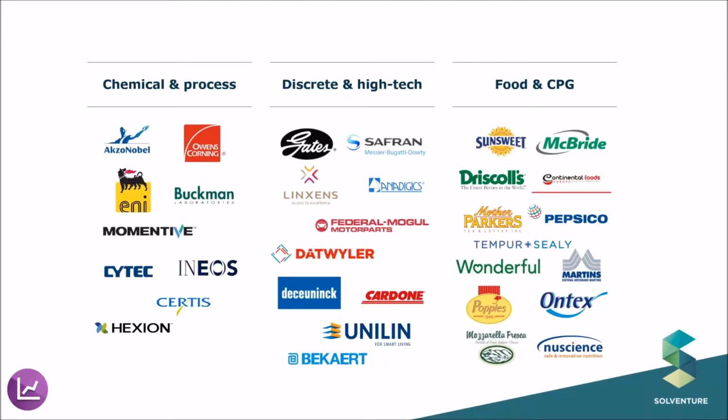And here's an overview of some of our references. So you see that we are represented across different types of industries. So we're in the chemical and process, discrete and high-tech, food and CPG. And it's definitely relevant for all these types of industries to see what the effect of external data can have on their sales and on their business planning and decision making.